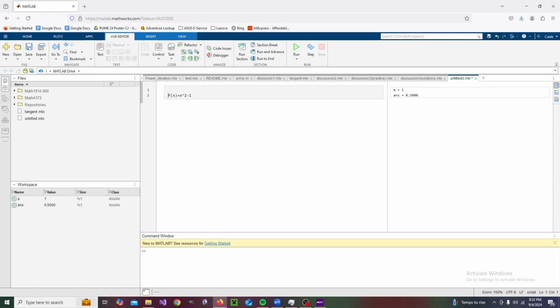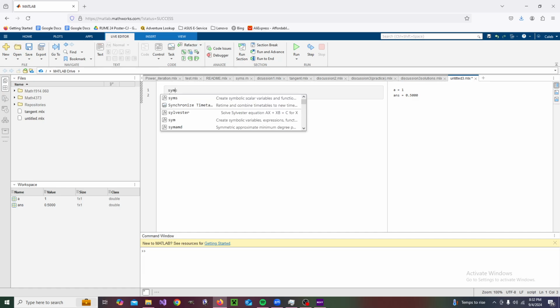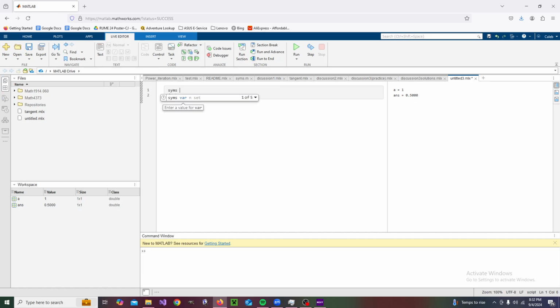So if I want to use this function that I just made, I need to tell MATLAB that I want to make a symbolic function. So I'm going to do the command to do that as syms, and if you typed it in right, this thing will pop up and it's trying to tell you what it thinks you want to type in. But I just do syms f of x, and that tells it, hey, I want to make a symbolic function and I want to name it f of x.